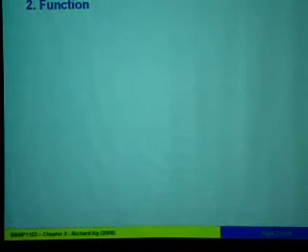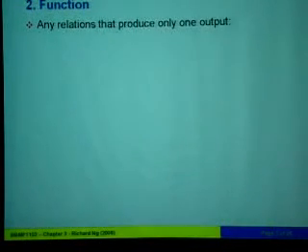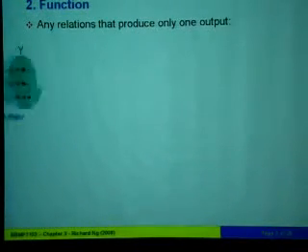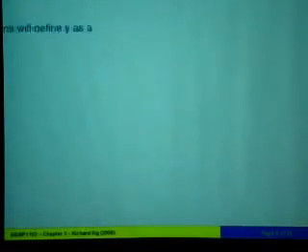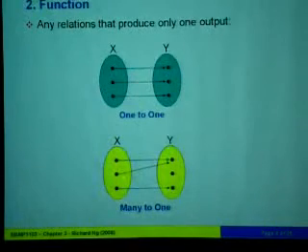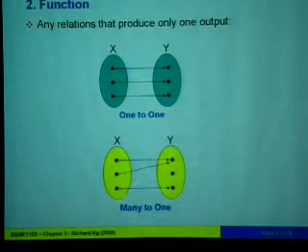Okay, what about function? A function consists of any relations that produce only one output. So in the previous example, we have seen 4 types of relations. Out of the 4, only 2 produce what we call a function: one input produces one output, or many inputs produce one output. So in other words, any relation that produces only one output is known as a function.